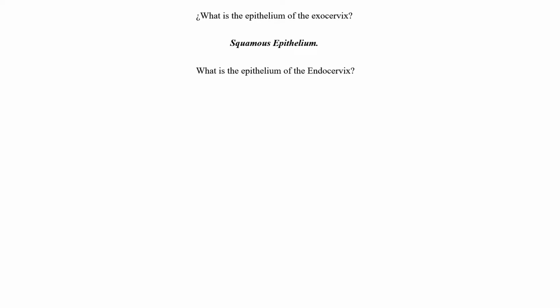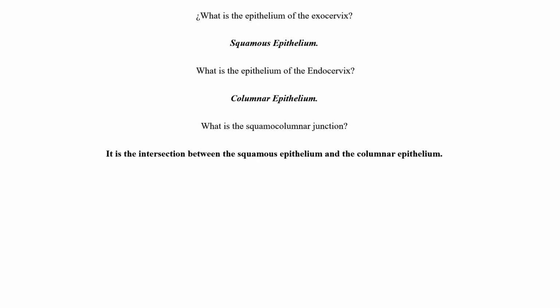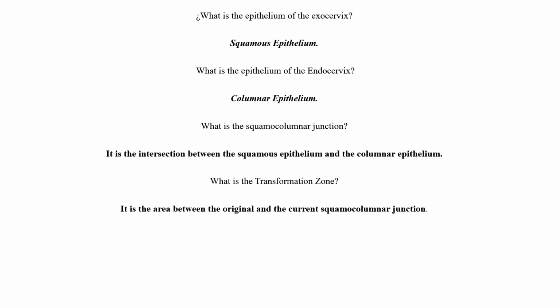So let's make a quick review. What is the epithelium of the exocervix? The epithelium of the exocervix is a squamous epithelium. What is the epithelium of the endocervix? The epithelium of the endocervix is columnar epithelium. What is the squamocolumnar junction? It's the intersection between the squamous epithelium and the columnar epithelium. The transformation zone is the area between the original and the current squamocolumnar junction.